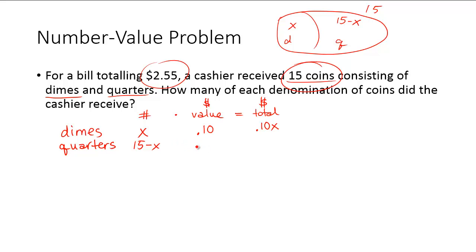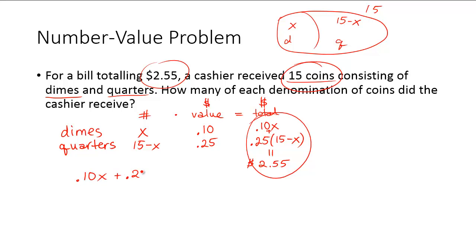So we have the value to be 25 cents. So 25 cents times however many quarters we have will give us the value of the quarters. In total, all together, we're going to get $2.55. So here we've got an equation. So this is just a result of ordering the data in this particular way. You can order the data in any way you like, as long as you result in an equation that makes sense, obviously.